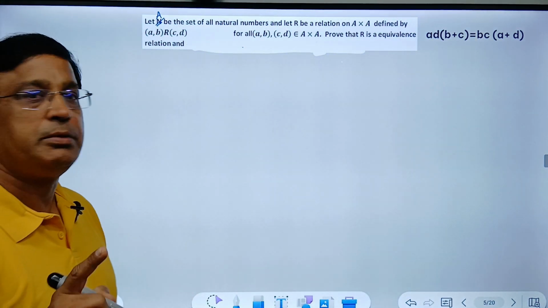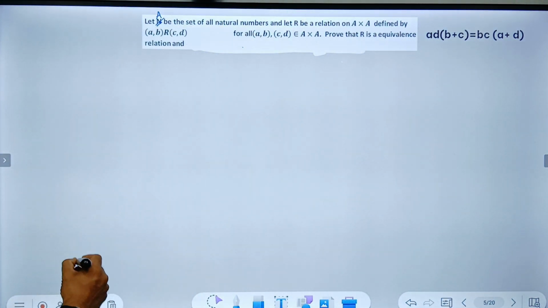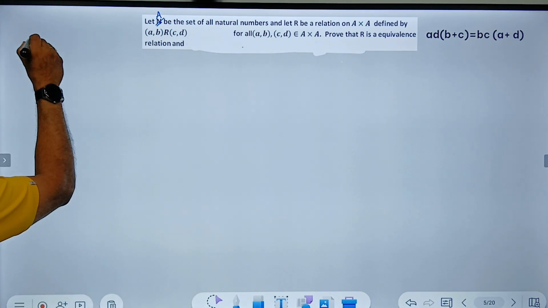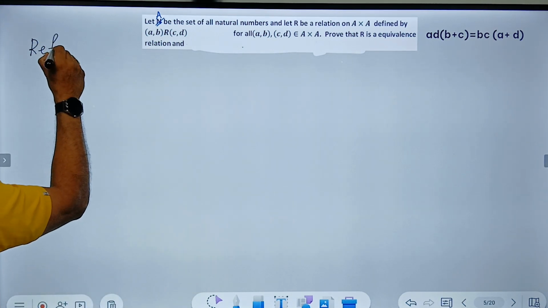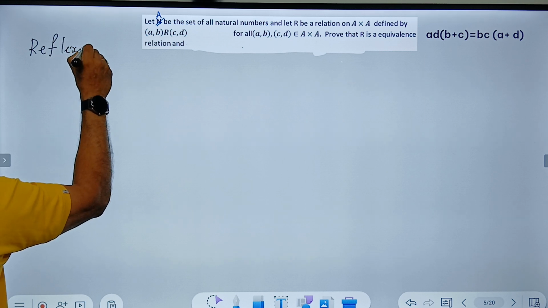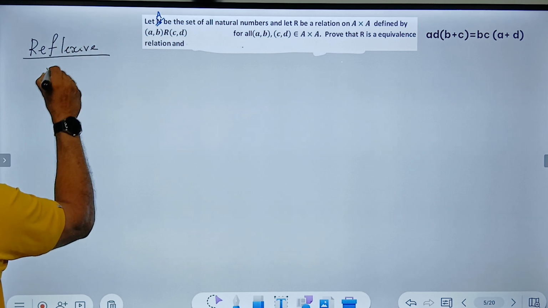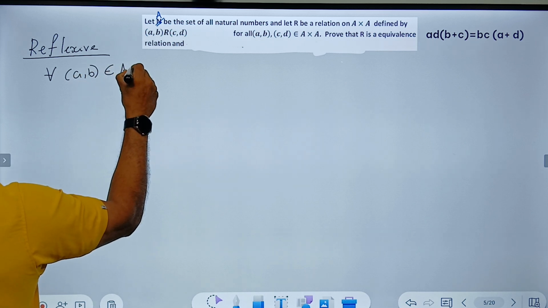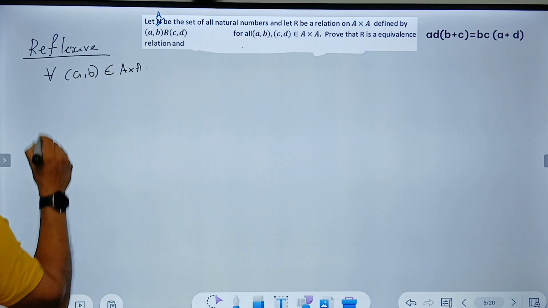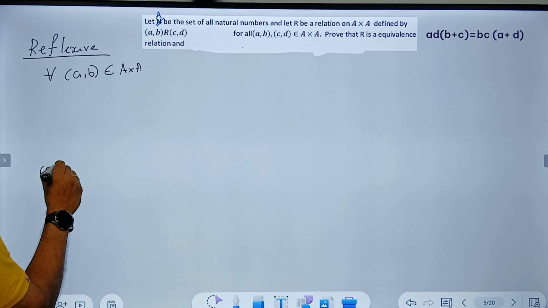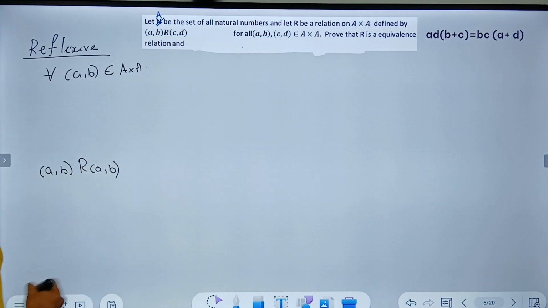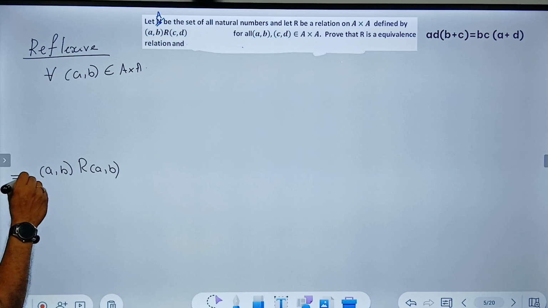I hope you understood the previous question. Let's go to the next one. Okay. First we have to verify reflexive. For every (A, B) belongs to A cross A, what should I do? I should verify whether (A, B) is related to (A, B). Now how is it defined?